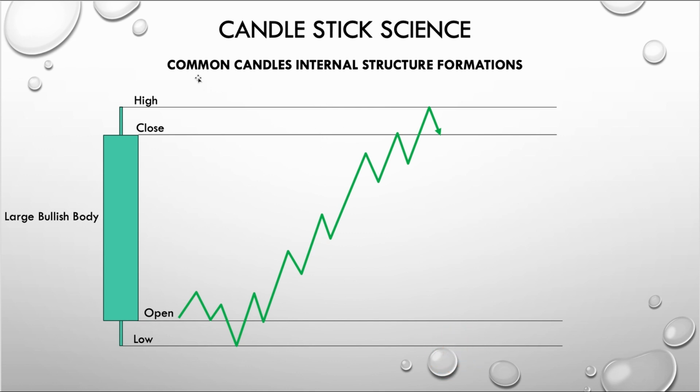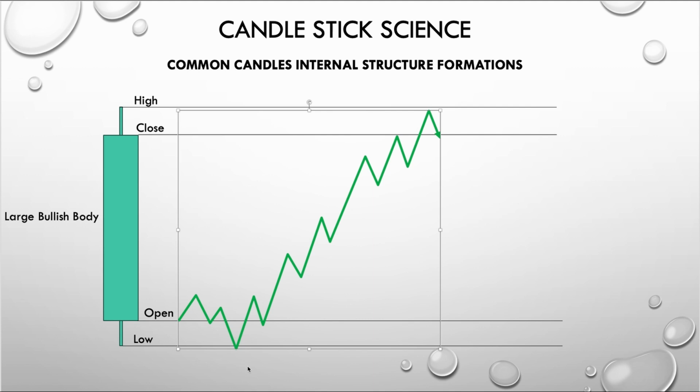So we are going to be looking at common candles, internal structure formations here. We are going to look at the large bullish body candle. So a bullish candle has its open at the bottom here, it has its low, it has its close at the top, and then it has its high. Inside of this bullish candle, let's assume that this is a daily candle here. What happens is that the market will usually open and follow this path that I have drawn here as an illustration. The market will open and then go down and create a low, which usually creates this wick right here, and then it grows to the top to create the high, and then it closes. So this is for the bullish candle with a large body.